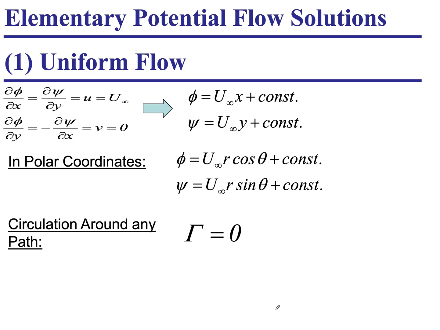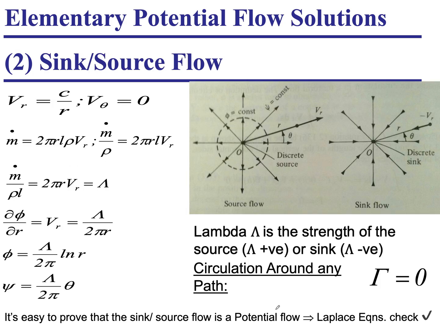Welcome to Aerodynamics. We continue the elementary potential flow solutions for potential flow theory. The first elementary solution we have looked at is the uniform flow, and it satisfies both Laplace equations, for the velocity potential and for the stream function. And we moved on to describe the sink and source flow elementary solution.